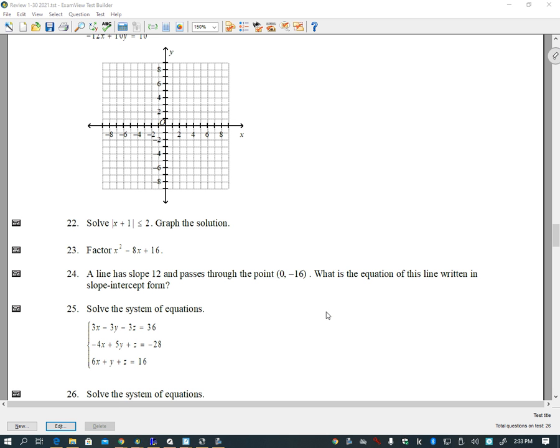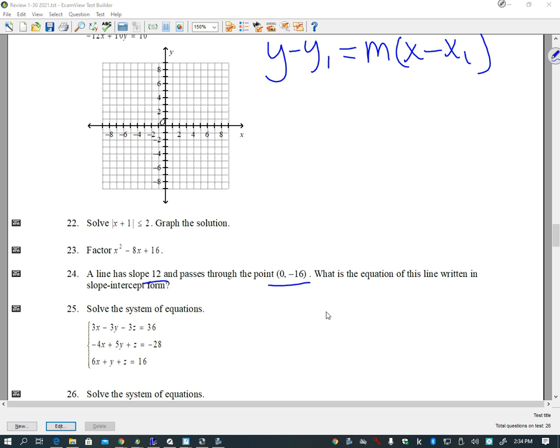24. A line has a slope of 12. It passes through the point 0, negative 16. What is the equation of the line written in slope-intercept form? There is one formula we need to use here. Does anybody know what it is? Y minus y1. Perfect. That is exactly right. Very good. So we're going to come back to this. We've got slope of 12. We've got coordinates at 0, negative 16.